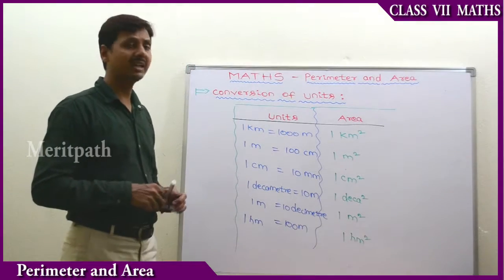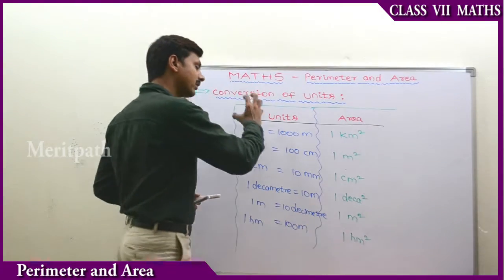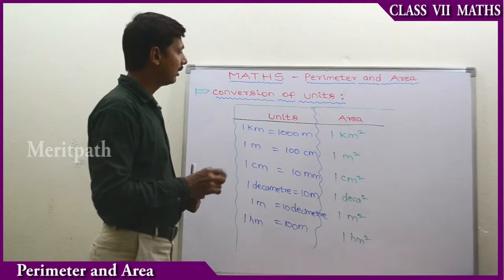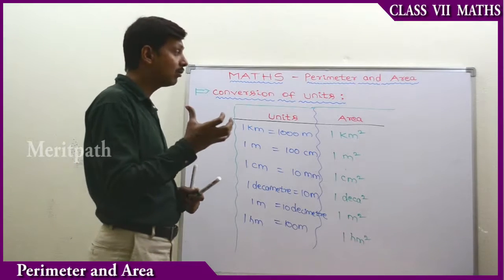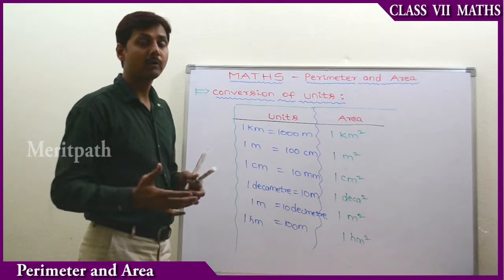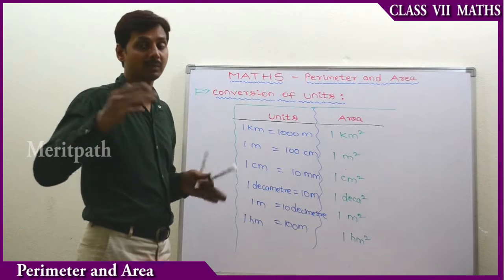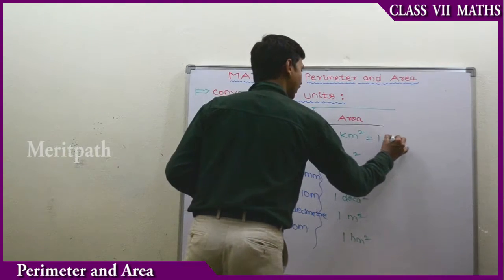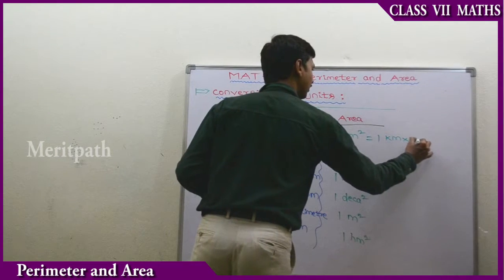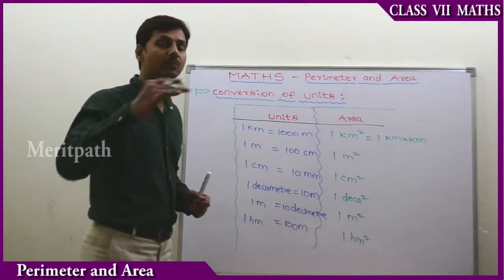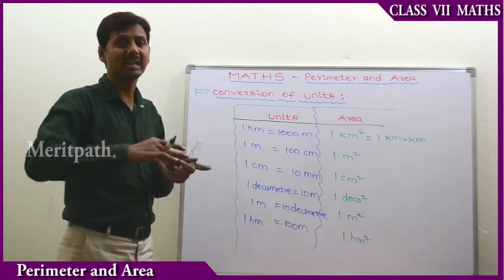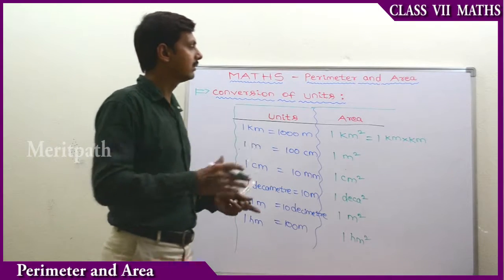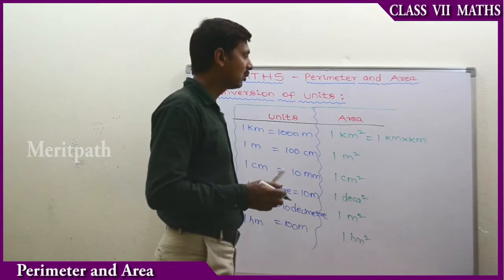So let's change this kilometer square into meter square. How do we change? Let's see. We have discussed kilometer square. Because area has 2 dimensions, length into breadth, kilometer square is nothing but kilometer into kilometer. The 2 dimensions are multiplied and we get the kilometer square. So we expanded it as kilometer into kilometer.